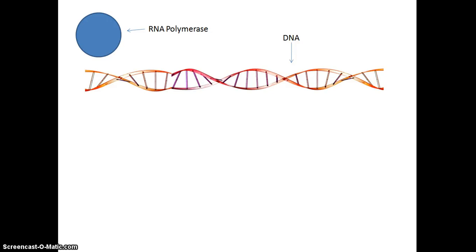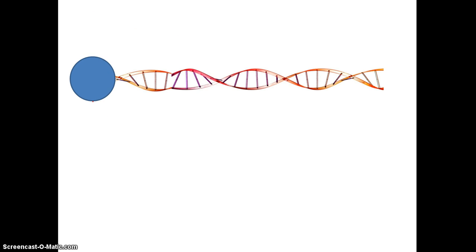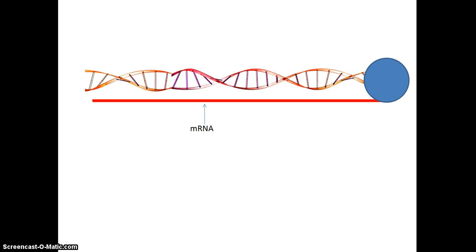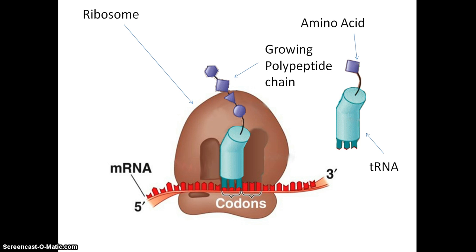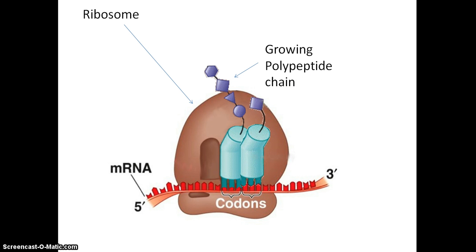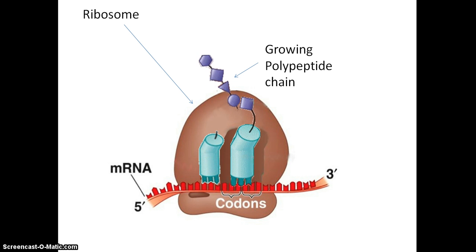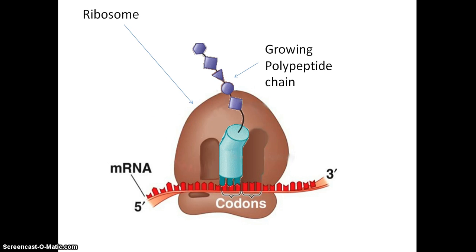Alright, so the first step in the synthesis of this polypeptide is transcription from the DNA into mRNA. The RNA polymerase separates the DNA and creates a strand of RNA nucleotides. The next step is translation. The mRNA goes to a ribosome. tRNA brings amino acids and attaches to the codons on the mRNA, and the polypeptide is assembled.